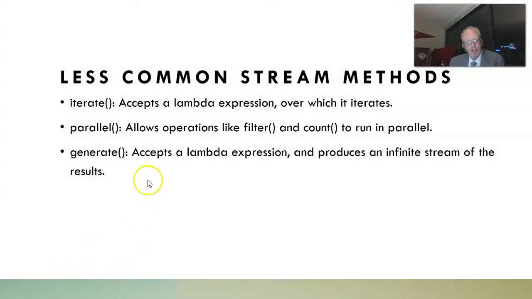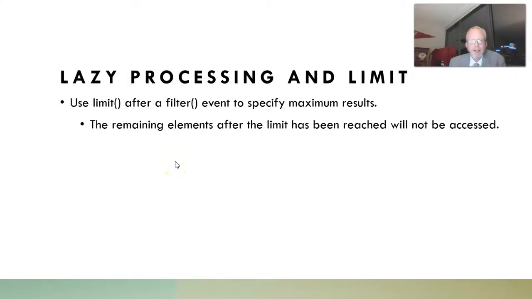And then generate, this is an interesting one. You pass in a lambda expression and it produces an infinite stream of those results. I could see something like a counter being handy there if you need a unique identifier and you just keep hitting this stream and say, okay, give me a unique ID. That might be handy for that.